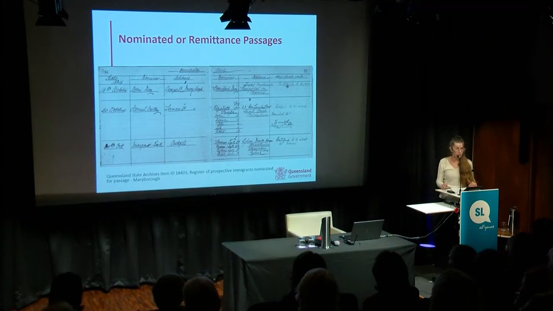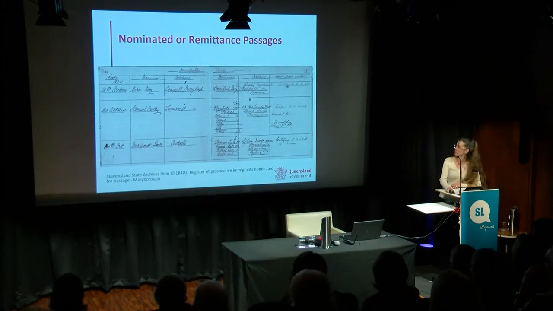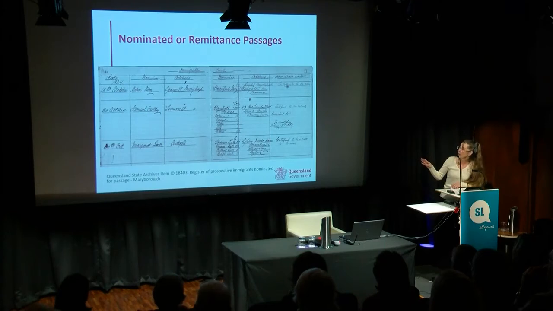On the presentation of that warrant, so it's almost like that ticket we saw earlier, the government representative in Europe would then arrange for a passage of that immigrant. So that's how the nominated or remittance passengers system worked. And often in these records too, you get the name of the nominator as well as the nominee. You might get addresses for where the nominator lived, or at least a locality. So you're getting a little bit more information about who brought them out here.